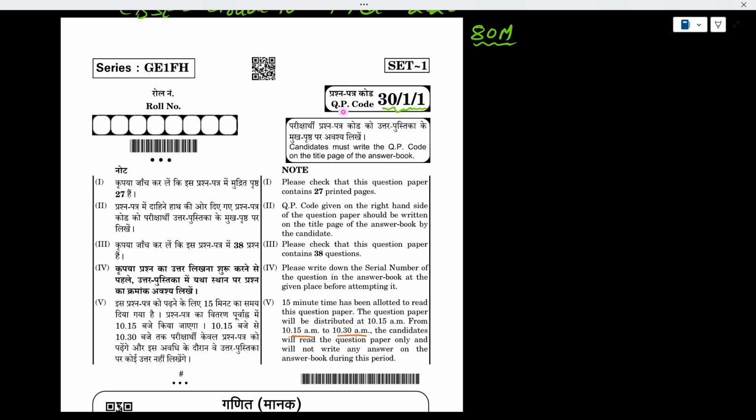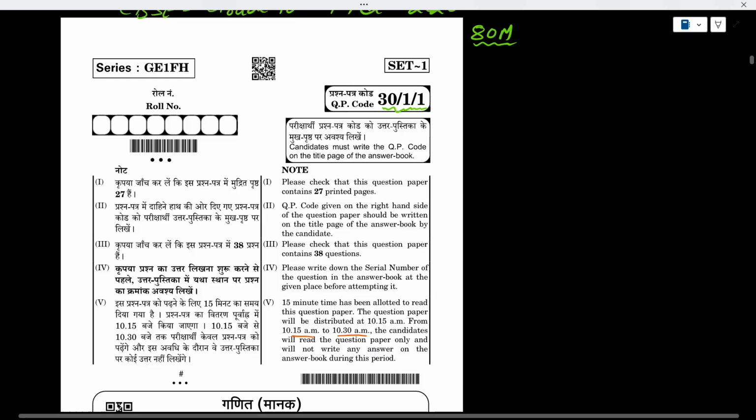Then on the right hand side, this is the question paper code. You need to write it down in the answer book. Then check that the question paper contains all 38 questions; in the math paper there will be 38 questions in different sections. Then you have to write the serial number of the question paper in the answer booklet, right? And then you need to write down your roll number here, correct?